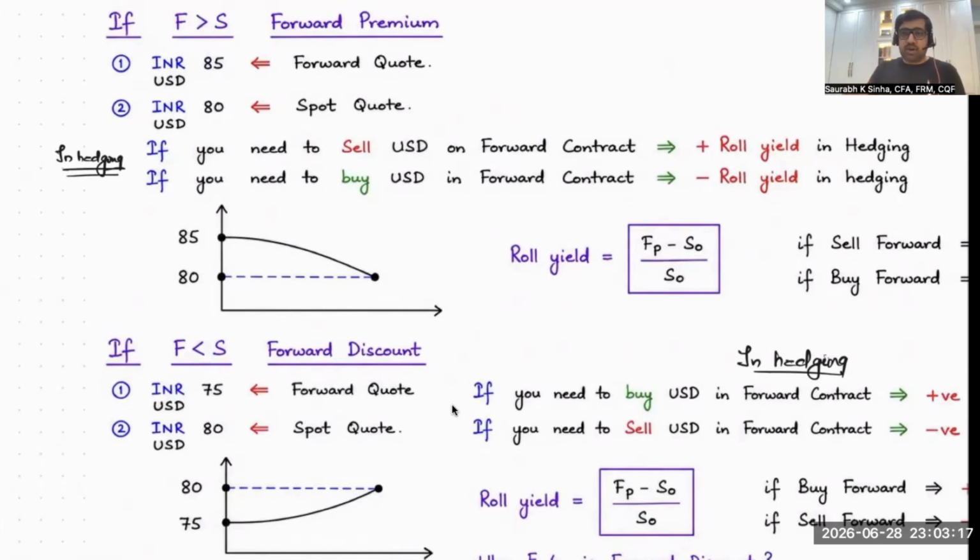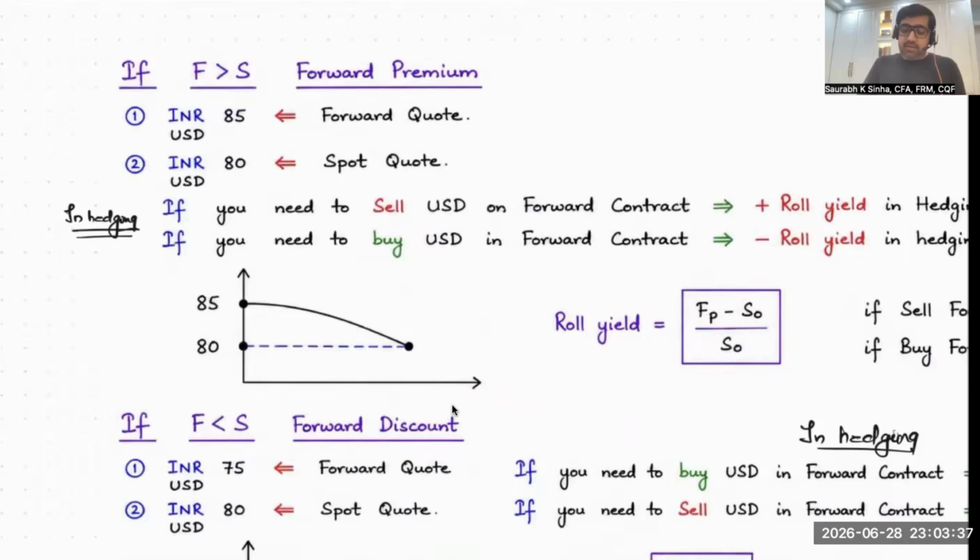I'm just using the quotation because when people deal with two currencies in the quotation, they get confused. However, the principle of making a positive roll yield or negative roll yield in hedging in the forward contract is going to be identical to what we discussed right now. So if you want to hedge, and the forward contract price is greater than spot, that is forward premium, or you can say that the quotation is INR upon USD.